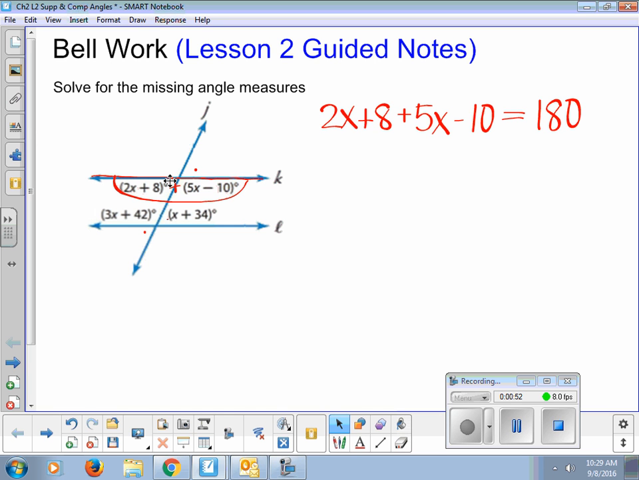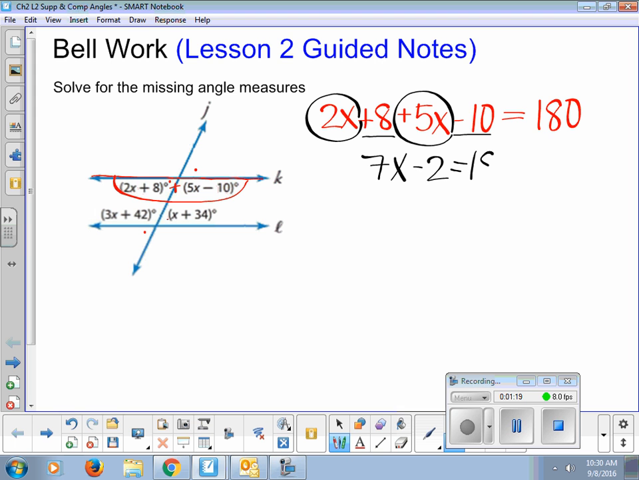We now have to combine like terms before we come up with our answer. So what like terms do we have that we can combine? 2x and 5x. And what is 2x plus 5x? 7x. And if we have a positive 8 and we're subtracting 10, what's 8 minus 10? Negative 2, and that's going to equal 180 degrees.